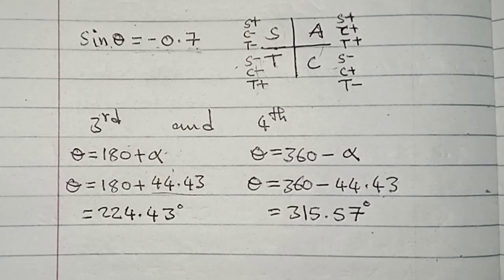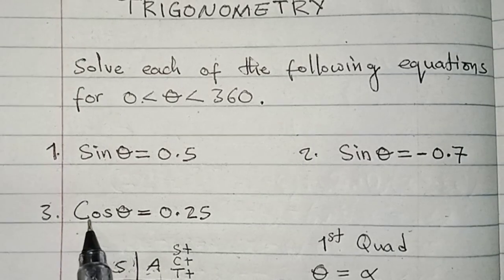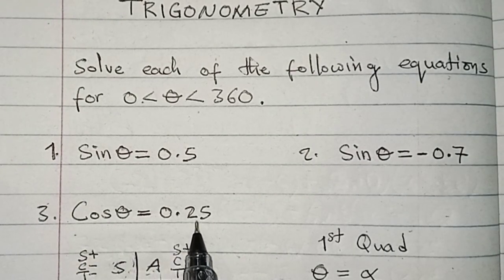So we'll end here. Try to solve this one: cos theta is equal to 0.25.